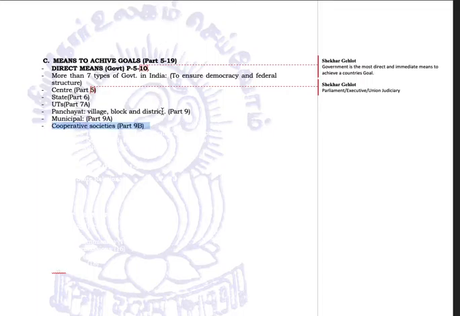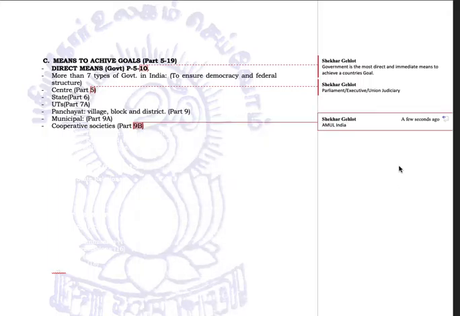Then we have cooperative societies. Yes, cooperative societies are also a part of government, and they are a separate kind of government. They have their own governance. A very big example of this is Amul India, for which we have a lot of milk products and ice cream products, usually dairy products. Amul is a big producer. So that is a cooperative society. They have their own separate governance.